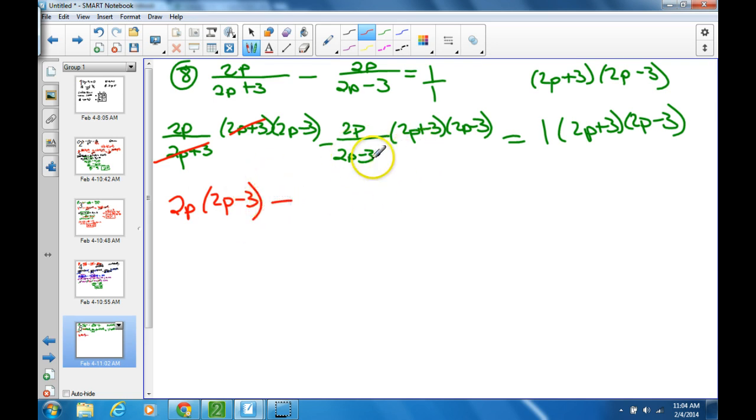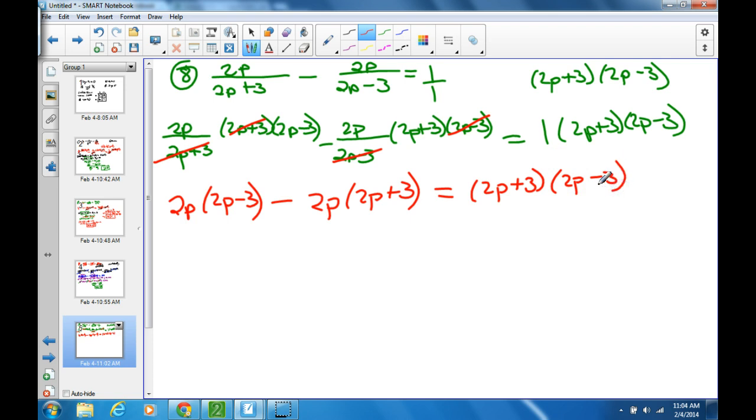Minus the second one, what can I cancel out? 2p. Okay, so then I'm minus 2p times 2p plus 3. And then the last one is just what it says here. So we're going to have to FOIL that. So what do I have when I multiply these together? 4p squared minus 6p, right? And here I have minus, because it's a negative, minus 4p squared minus 6p.